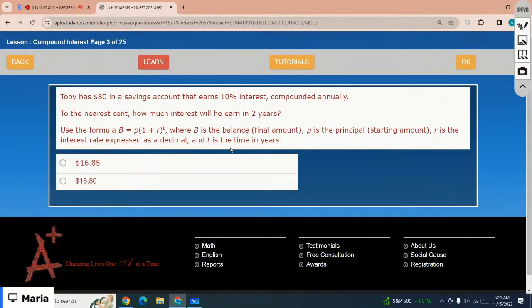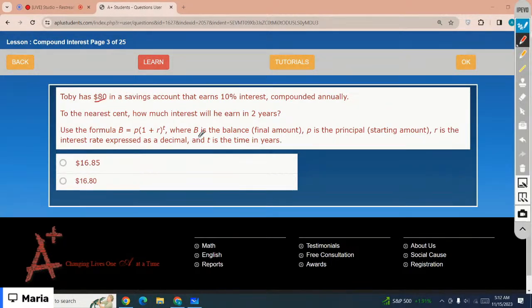Okay, let me just do the calculations. So, you just have to calculate the interest he has to pay, right? Not the total amount. 80 times 1 plus 10 over 100, which is 0.1. Exponent is 2. Okay, just evaluate. So it is 1.1 times 1.1, that is 1.21.